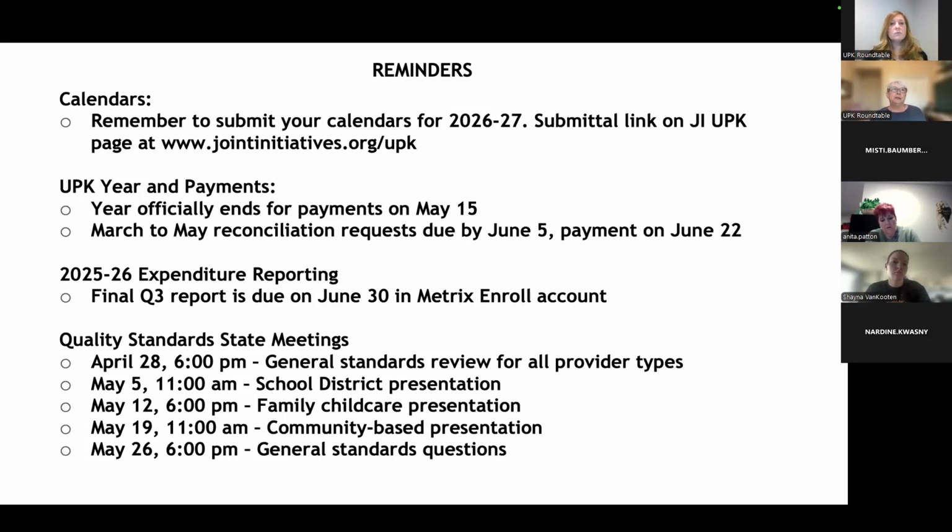And your March to May reconciliation requests are due by June 5th with payment on June 22nd. Your final Q3 expenditure report is due on June 30th in your metrics and roll account. You should have already submitted Q2.